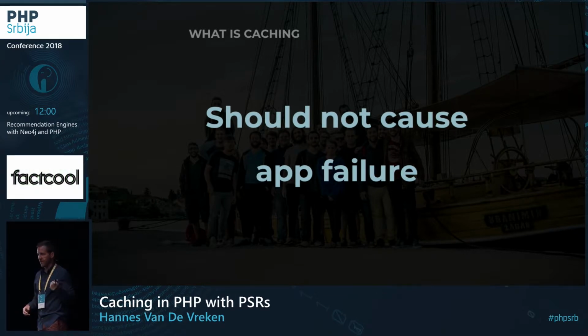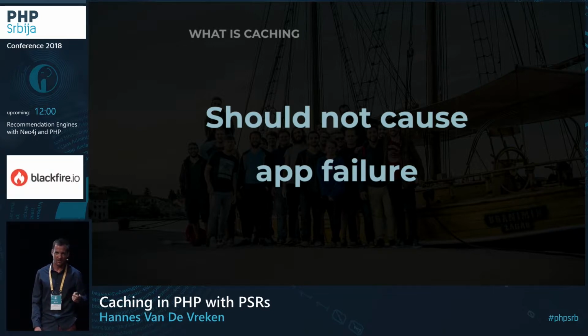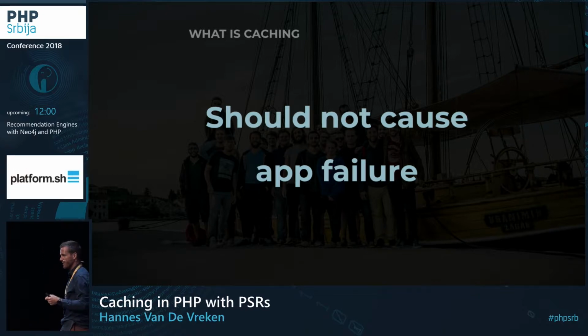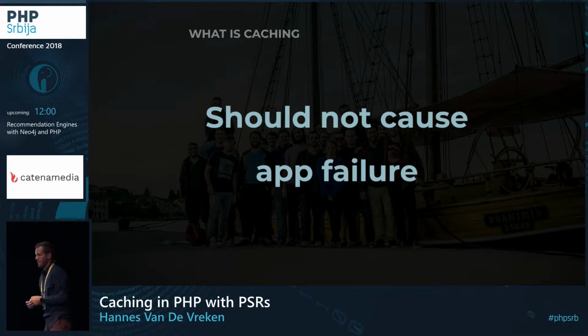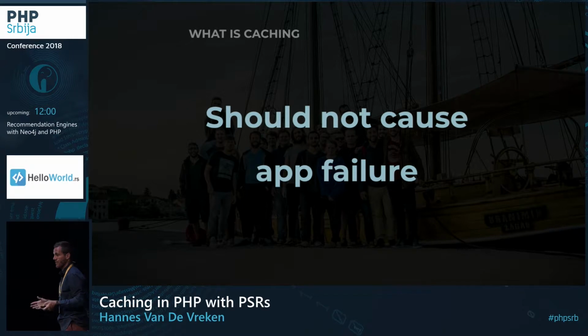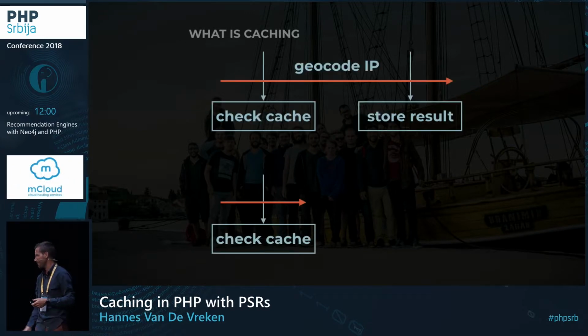So again, rule number one of caching, your app should not fail if your caching fails. So if you cannot connect to Redis or memcached, your app should still work. Right? You should wrap it in some try-catch blocks. Or again, if you're on a local environment, your caching is probably disabled, or it's set to a null implementation or a local in-memory implementation. Your app should still work.